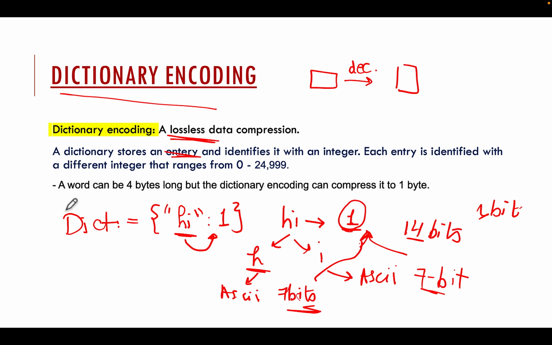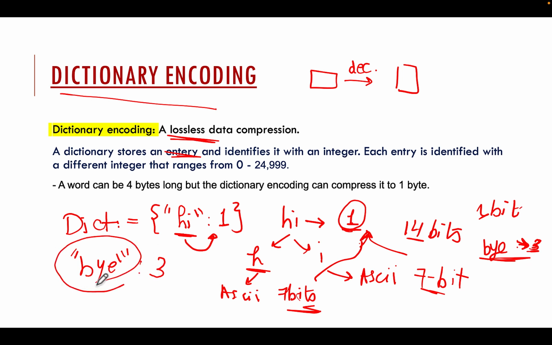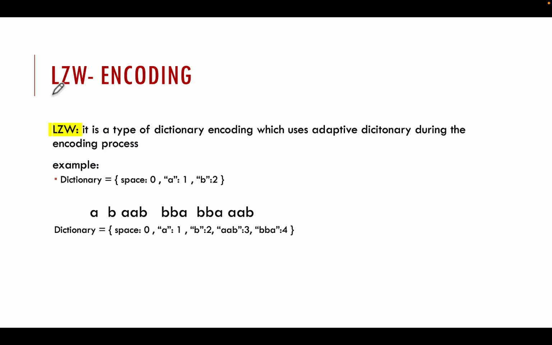If I put another value, for example, such as "by," and I let that value refer to 3, for example, every time I write the word "by," it will change to 3 in the compressed file. So the compressed file will not save the entire value of "by," but it will save the value 3. This will get us to a type of dictionary encoding, which is called the LZW encoding.